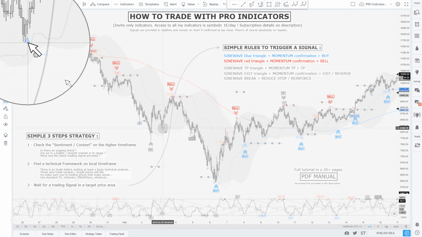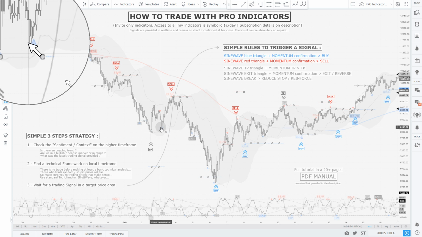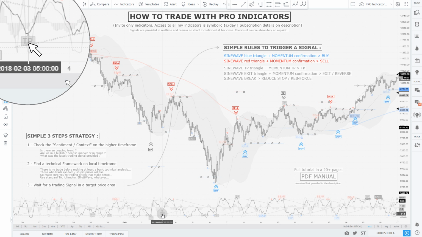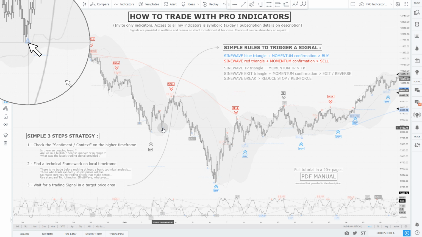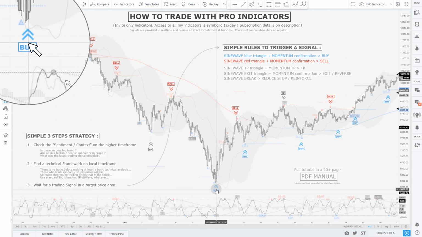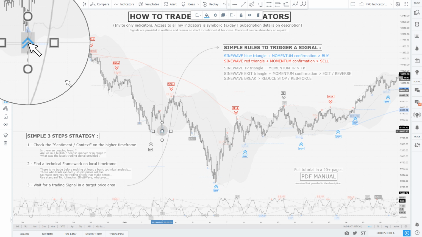Okay, so for example, in here, I haven't put the signals because I will do it in real time in front of you. In here, you got that blue triangle, and you got the taking profit pattern out of momentum, which means that right here, both indicators are confirming each other on a potential bullish reactivation pattern. So for example, right here, you could have bought the market.